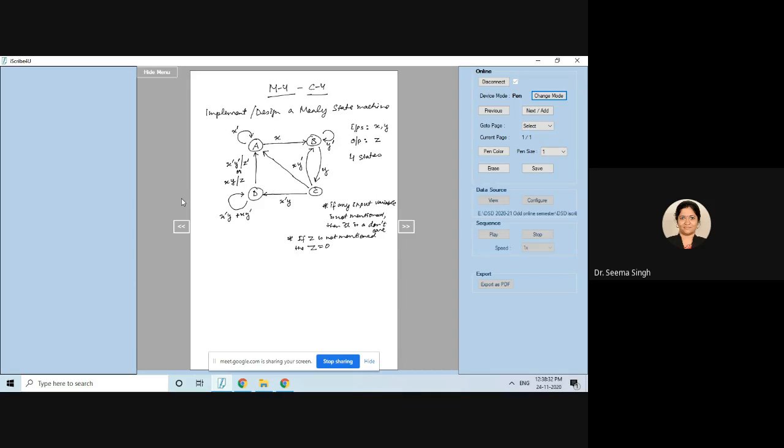So how will I mention it? I have to mention it like this: X dash, Y dash. So this is how we make it, and this will be given in the question. Or if you are doing a real time design, then the customer will give you certain conditions and then you make this state diagram. So this becomes the first step of the designing.